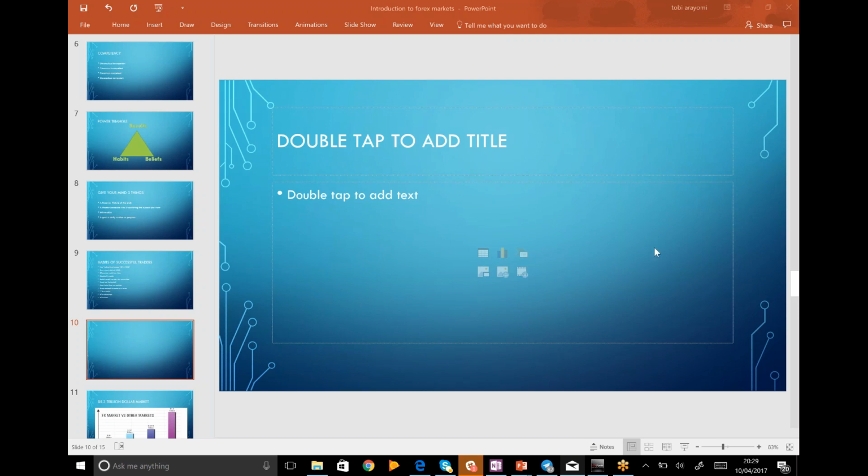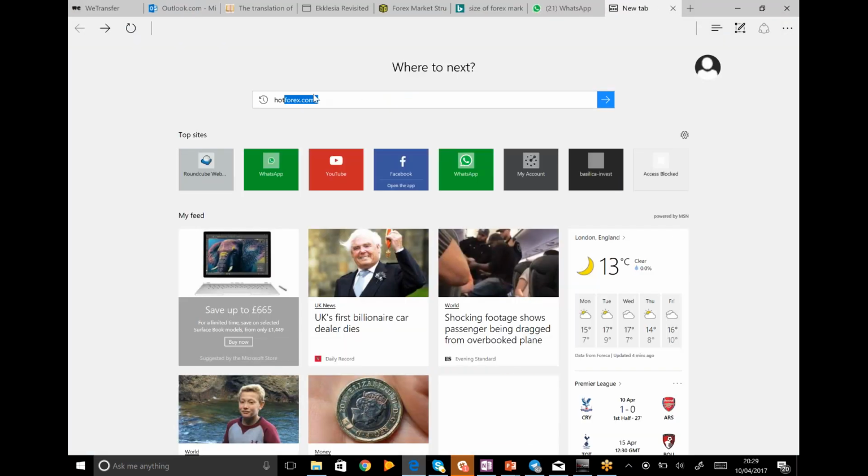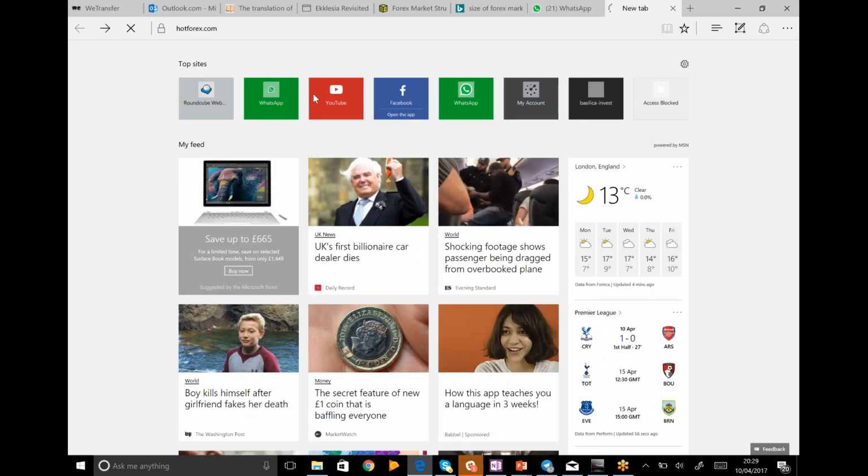Somebody's asking a question. Is there a quicker way to get MetaTrader? What I suggest you do is go to this website here, hotforex.com. It should be very quick to do.